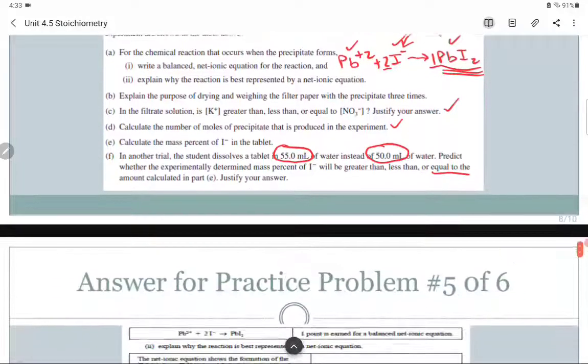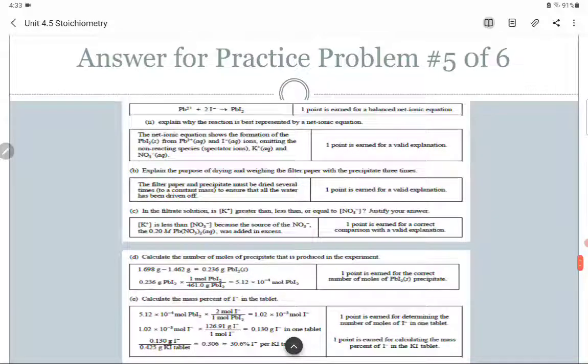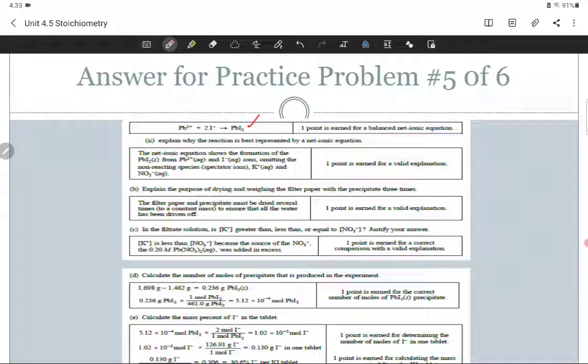Let's take a look at your answers. So yeah, we talked about the net ionic. We talked about why we use a net ionic. We talked about the drying, weighing. Actually, we also talked about the washing. I guess we didn't talk about part C. In the filtrate solution, filtrate, by the way, is the material that's down below. Here's my funnel with the filter paper, and this is my subsequent solution after the precipitate's been filtered out.